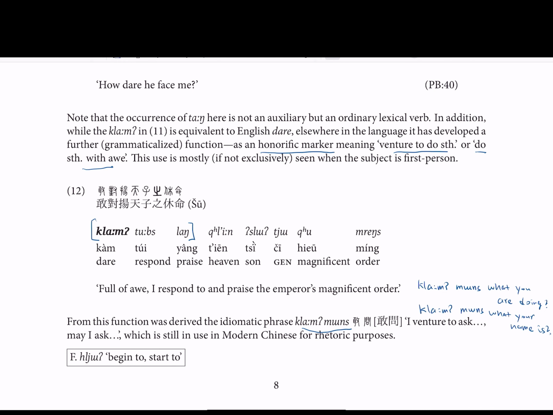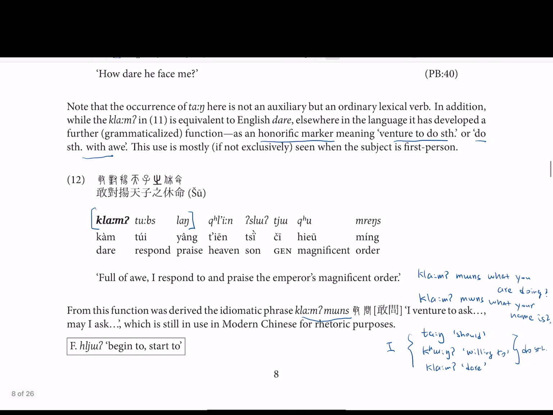So let's quickly recall the three auxiliary verbs we have learned just now. Dang, should, kung, willing to, and klam, dare. So, for instance, I dang do something means I should do something. I kung do something means I am willing to do something. And I klam do something means I dare do something. Now let's move on to the next auxiliary verb, hlu, which means begin to or start to.